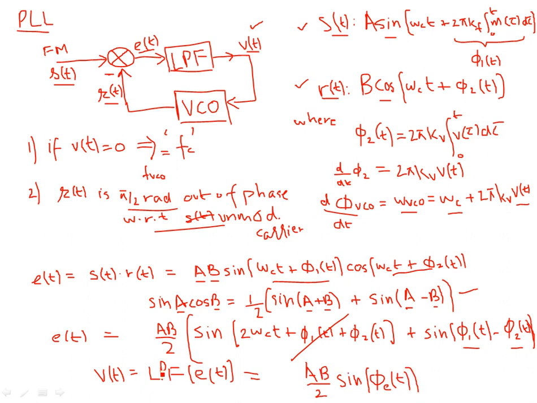So that's the story. This is the control signal, which is going to control the frequency of the VCO in the feedback loop. To understand how it locks, let me write this v(t) over here again. On the next slide, v(t) is AB/2 times sine of phi_e(t).